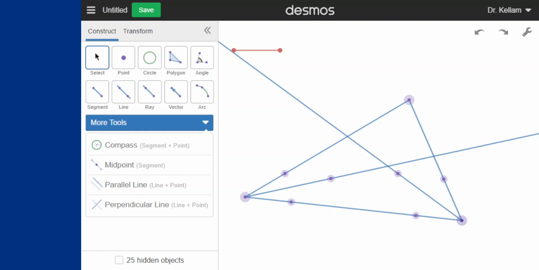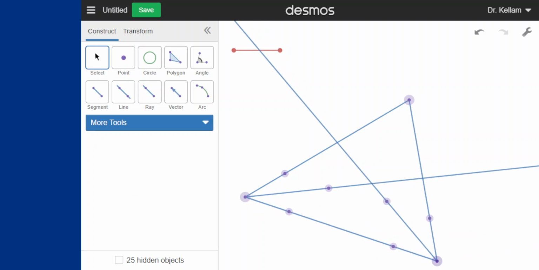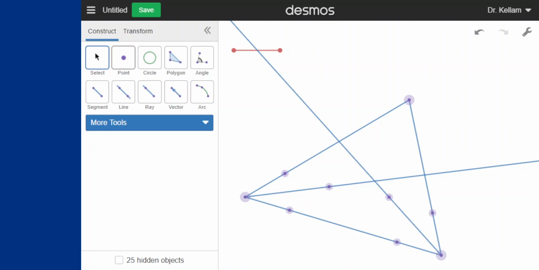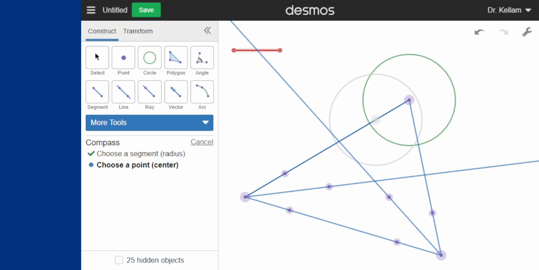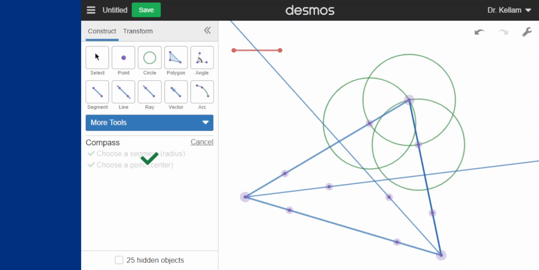So I'm going to extend that out a little bit, and we're going to do the compass one more time. Radius, radius, radius. And this one I think might have lined up properly. What we're looking for is that point of concurrency. Yeah, looks like we have that point of concurrency. But that might be a little off still.